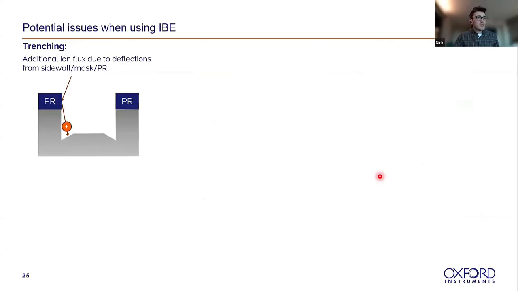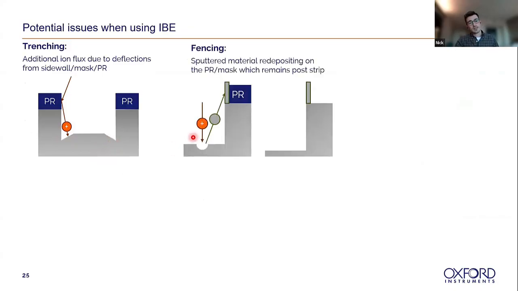There can be some potential issues when using ion beam etching that it's important to keep an eye on. You can get trenching effects occurring. If you're trying to etch vertically down into a feature, an ion can come in and glance off a sidewall and get reflected to the surface, as we can see in the image here. This can lead to enhanced etching. So you have a slightly higher flux in the corners, so you get a slightly higher etch rate in those regions. We can also get fencing.